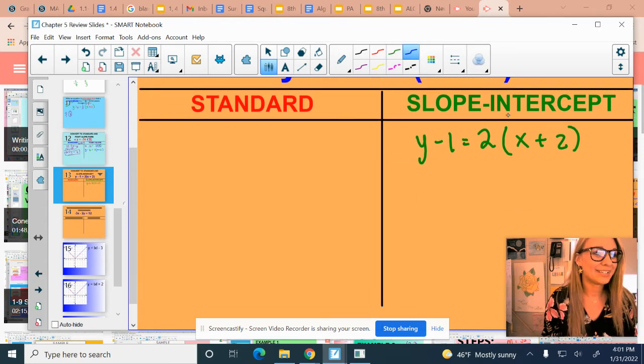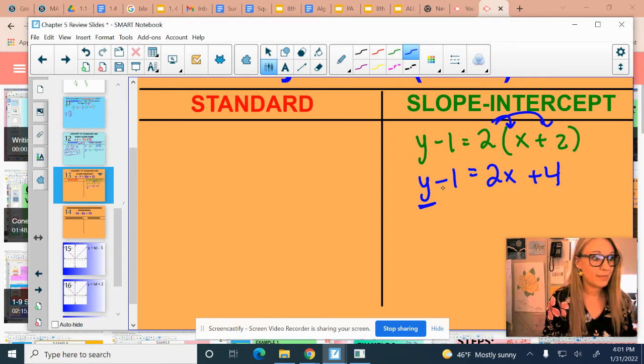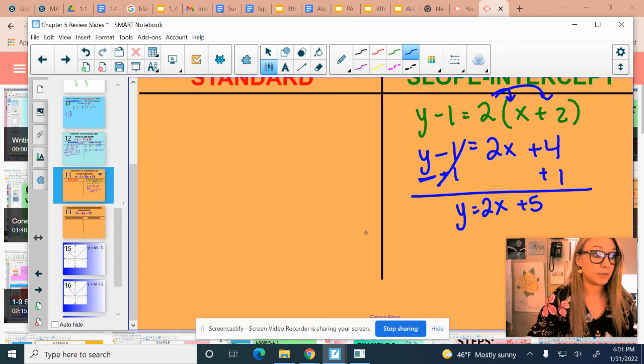All right, so when we're converting to slope-intercept, we first need to distribute here. So we'll have 2x plus 4. We still have y minus 1. Now, we're almost there. We just need to isolate y, which means we need to move that -1 to the other side. The opposite of a -1 is a +1. So I end with y equals 2x plus 5. And I'm good to go. So I converted it to slope-intercept.